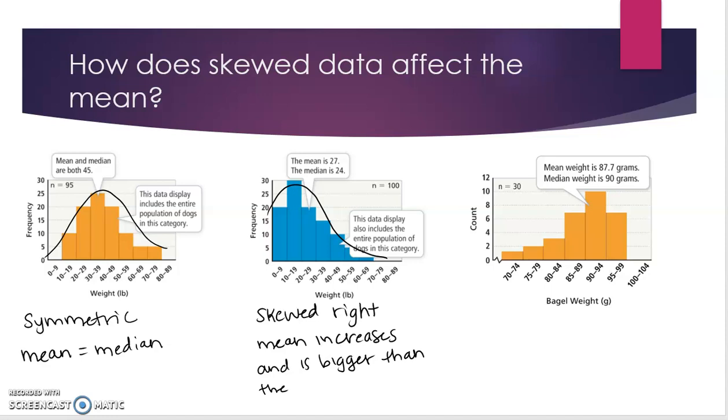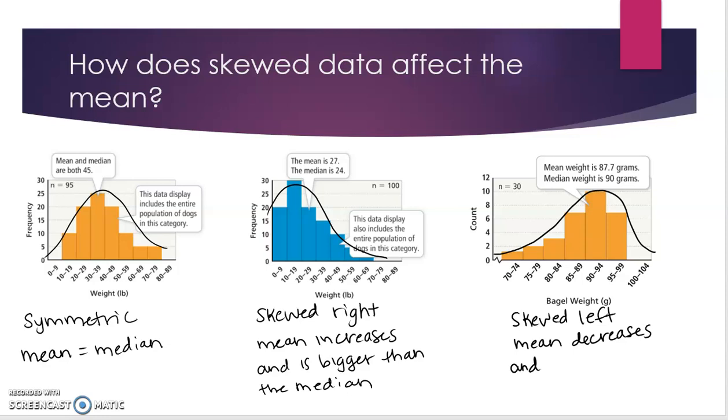And then when we have something that is skewed left, here my tail is on the left. This is skewed left data, and my mean is going to get smaller. My mean decreases. Once again, just like with skewed right data, the tail pulls the mean closer to it. So the mean moves to the left, the mean decreases, and is therefore smaller than the median.